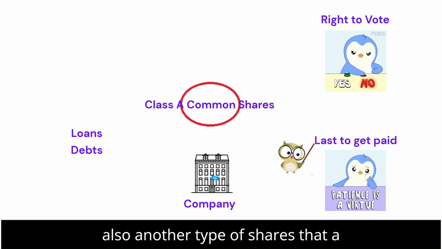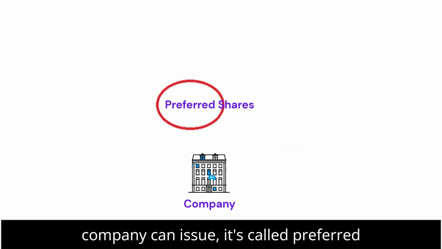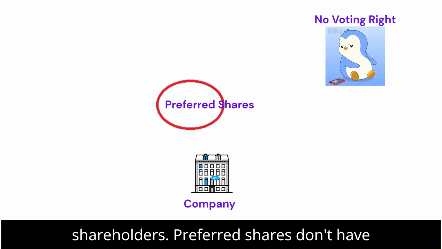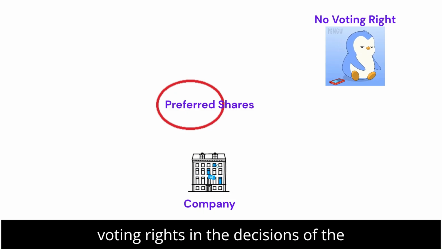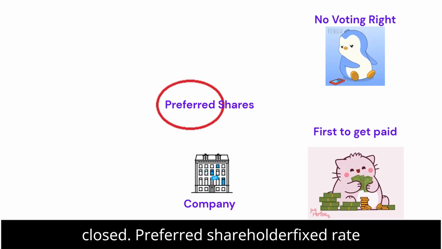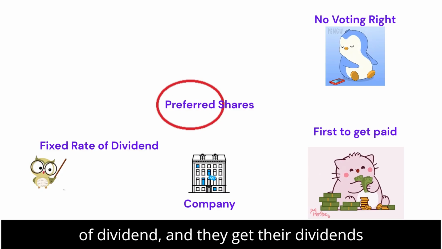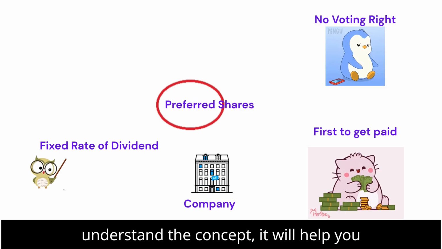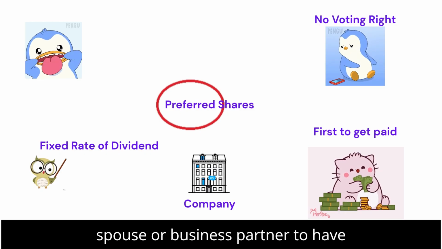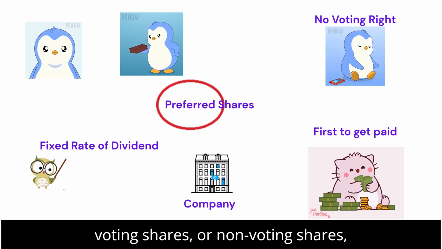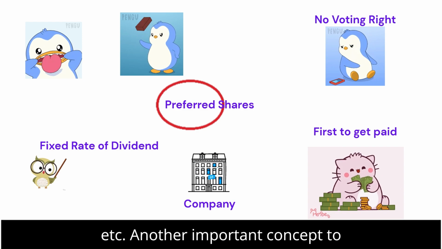There is also another type of shares that a company can issue. It's called preferred shares. It's like priority shareholders. Preferred shares don't have voting rights in the decisions of the company, but they get preference on payment when the company is dissolved or closed. Preferred shareholders have a fixed rate of dividend, and they get their dividends before common shareholders. Once you understand the concept, it will help you make decisions whether you'd like your spouse or business partner to have preferred shares, or common shares, or voting shares, or non-voting shares, etc.